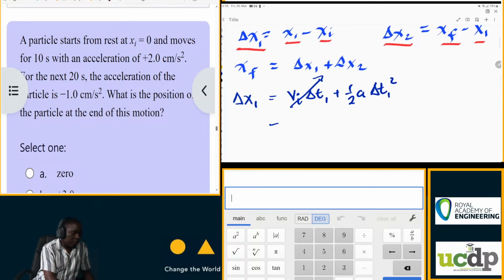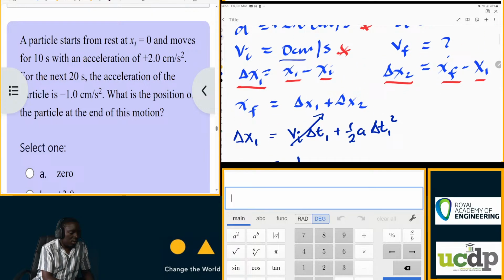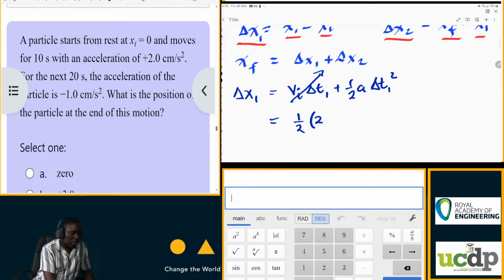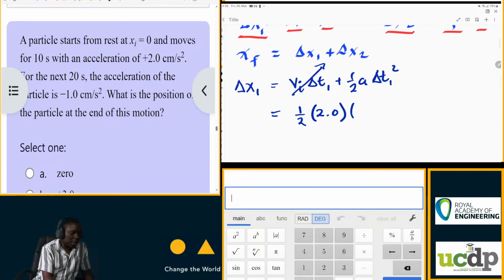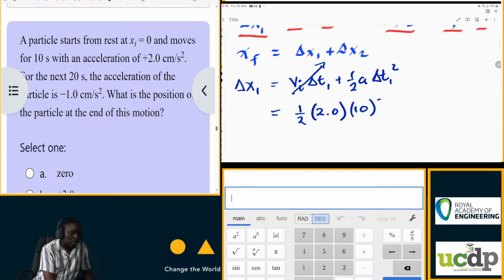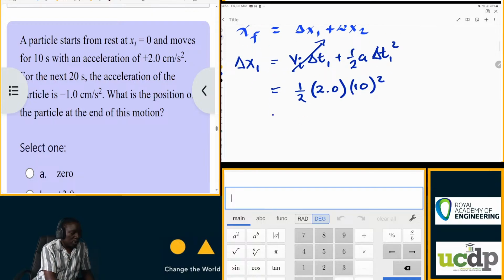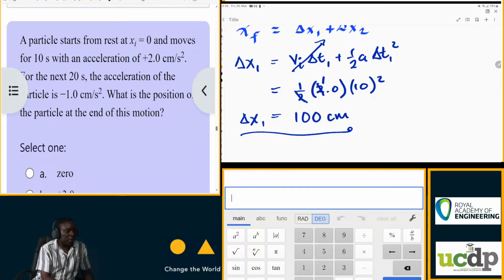And what we have, we've got half of what is A, 2.0 centimeters per second squared. Remember that we will deal with the units at the end. Delta t, our time there, is 10 seconds squared. So half of 2 is 1, and then we have 100, and the unit for distance is centimeters. So delta x1 is 100 centimeters.